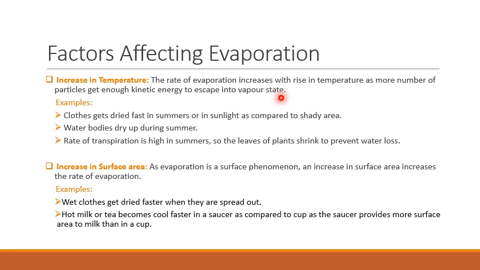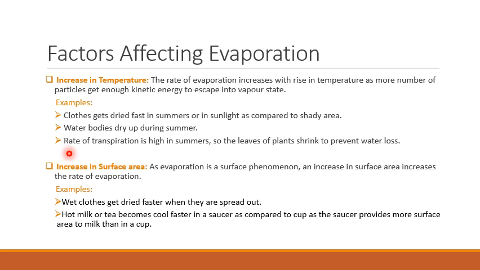A few examples of this effect: you must have observed that our clothes get dried fast during the summer season, or if I put the cloth in sunlight, then it would dry faster as compared to the shady area. If I am putting the clothes in shade, then they would dry slowly, whereas in sunlight they would dry quickly. Then the next example is that water bodies dry up quickly during the summers.